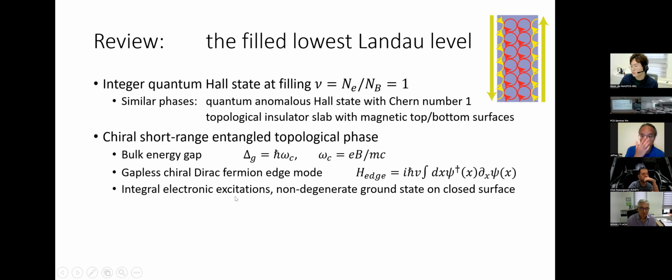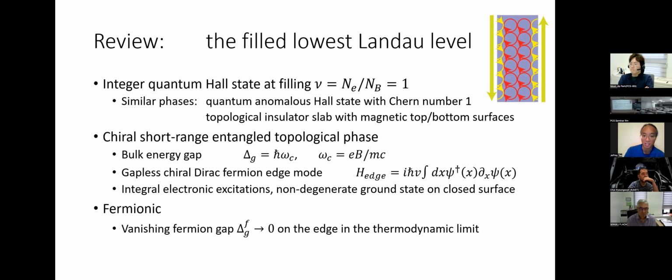And the state is pretty easy to understand. It can be simply understood by single-body non-interacting electrons. So all the excitations are electronic, so they're integral combinations of electrons. There's no fractionalization, and therefore the ground state is non-degenerate no matter how you put the system on any closed surface. On the other hand, this state is fermionic, obviously, because there's no fermion gap on the edge in particular. On the edge, you can find in the thermodynamic limit arbitrarily small excitations that are fermionic. So there's no fermion gap, and therefore this is not a bosonic state.